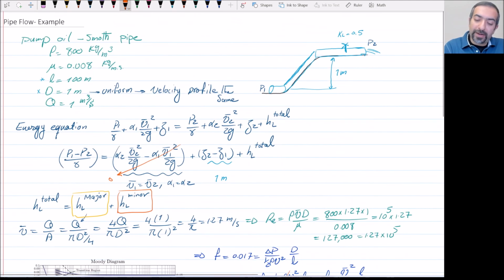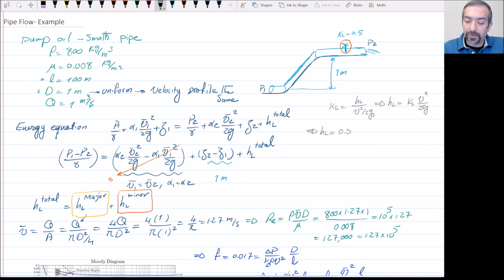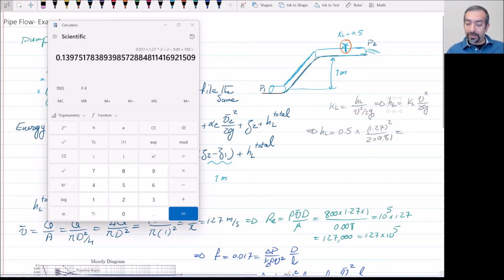So looking at the problem, we have one valve with a KL equal to 0.5, and I can try to squeeze the solution to that part here. KL is HL divided by V squared over 2G. So therefore, HL is KL times V squared over 2G. So in this case, HL is KL, which is 0.5, times 1.27 to the power 2 divided by 2 times 9.81. Bring the calculator again.